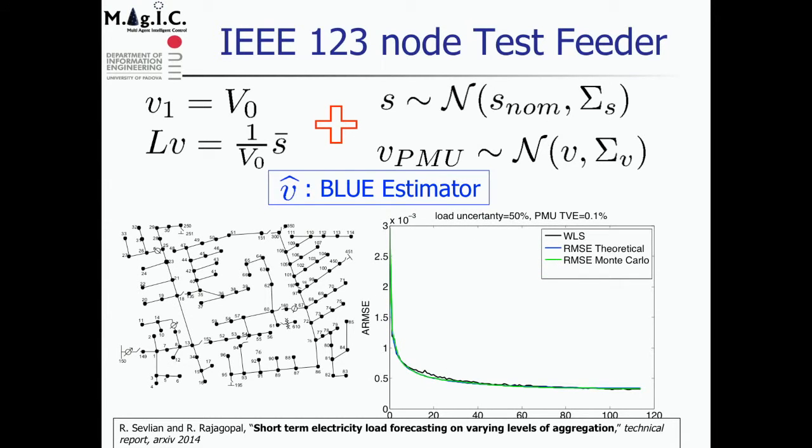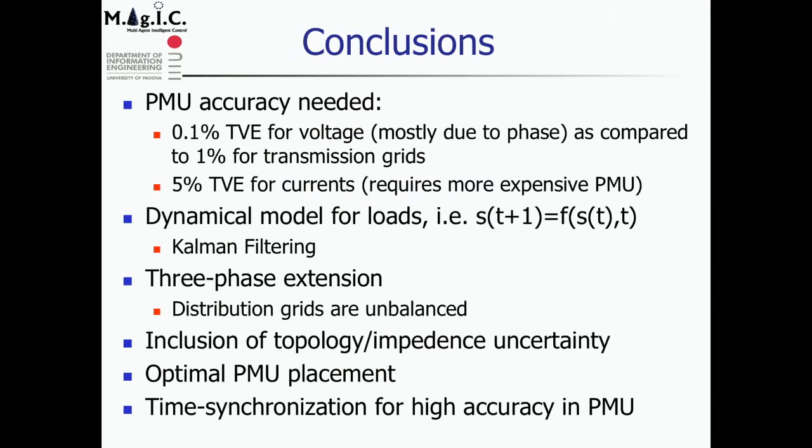Here we tested this idea on a 123-node test feeder. Here you see the estimation error as a function of the number of PMUs that you add. We compare the traditional approach based on the true nonlinear model, the one that we expect for our linear model, and the one from Monte Carlo. And you see that the match is quite remarkable. So even if we made a mistake in linearizing the system, the uncertainty that we have here is much larger than this. So we can safely neglect the nonlinearity here, at least in distribution networks.